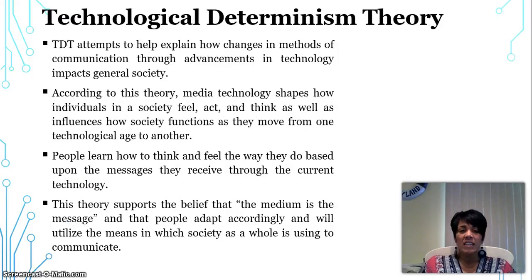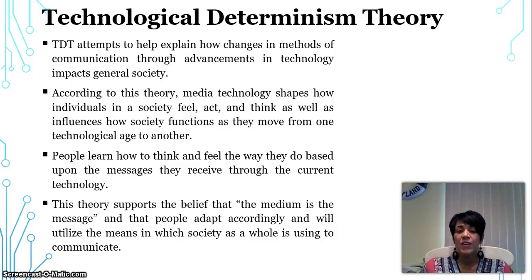So when looking at the technological determinism theory, say that 3 times fast, I'm going to call it TDT for short, it attempts to help explain how changes in methods of communication through advancements in technology impact the general society. According to this theory, media technology shapes how individuals in a society feel, act, and think, as well as influences how society functions as they move from one technological age to another.